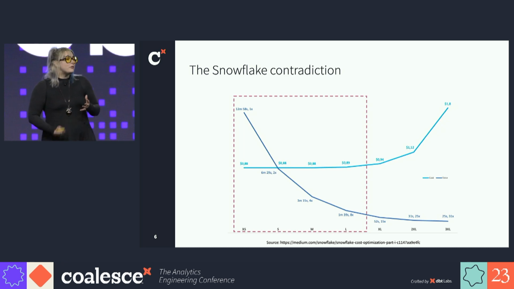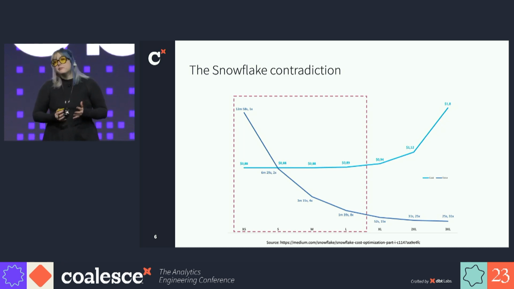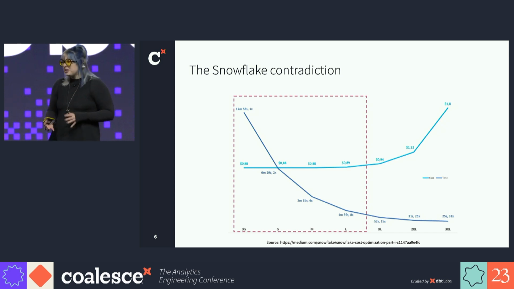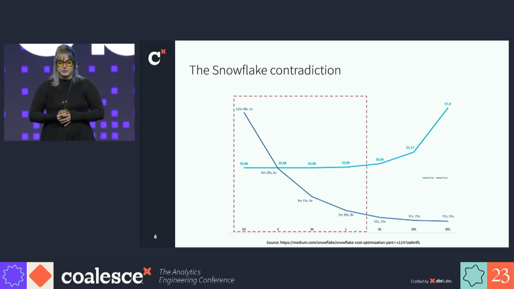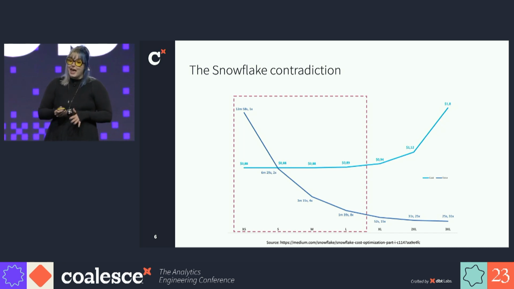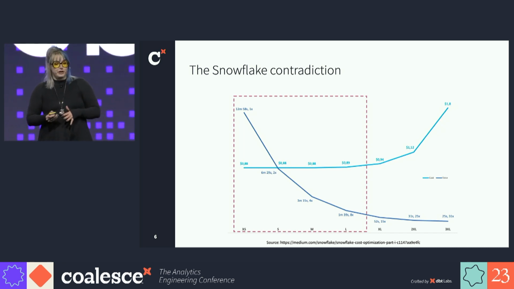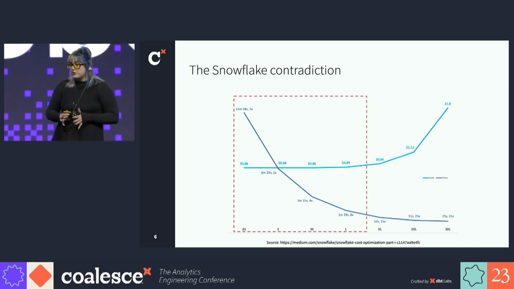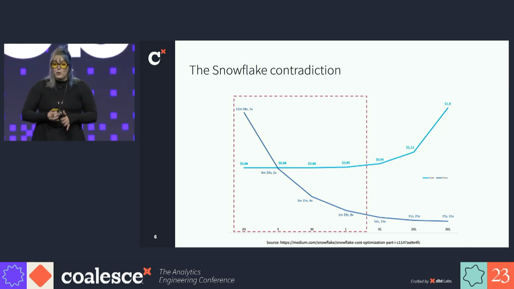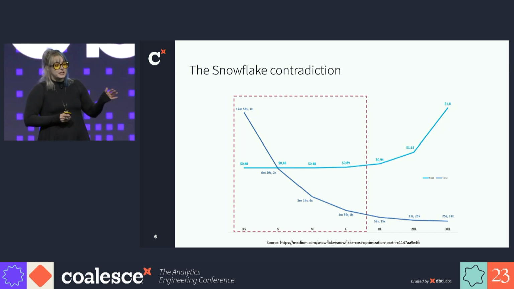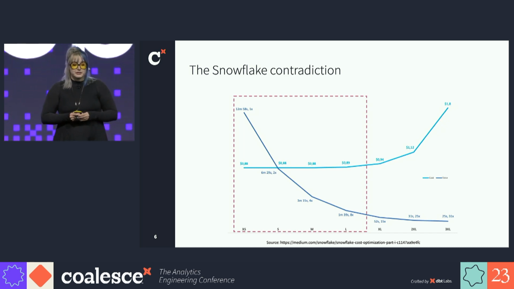Before we go any further, I want to talk a little bit about some specific Snowflake architecture details that are going to be really important to keep in mind while we go through this. This graph charts the cost and execution time of a given query across Snowflake warehouse sizes. It may seem counterintuitive, but for a while, as we increase warehouse size, cost remains flat while execution time drops. That's what the red box there indicates.